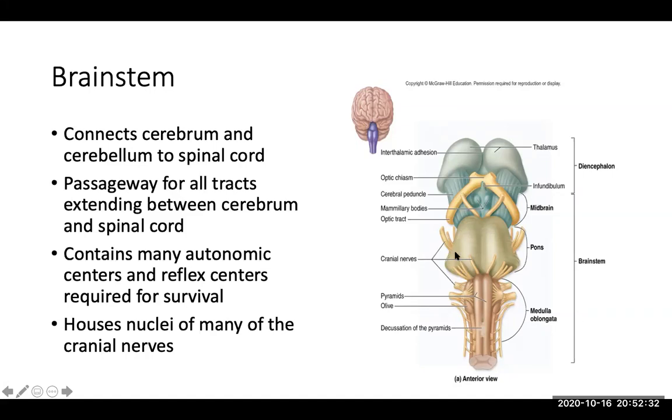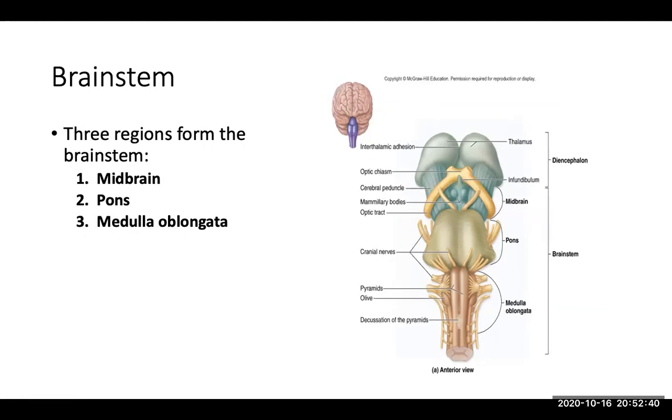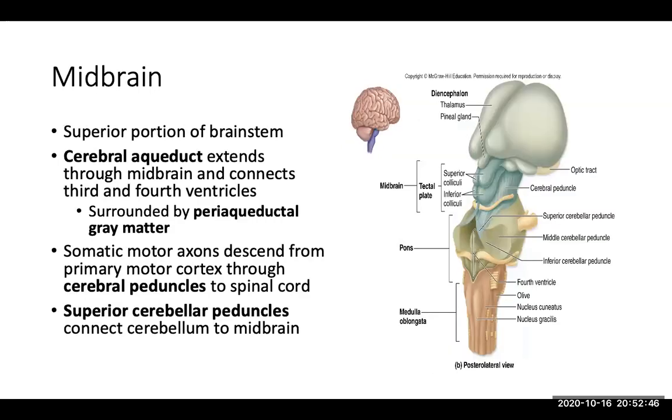You can see these cranial nerves, they look like little yellow spaghetti pieces coming off of parts of that brainstem. So the midbrain, the pons, and the medulla oblongata are the three main regions that form the brainstem. Here's the midbrain. It's the superior portion. The cerebral aqueduct extends through the midbrain and connects the third and fourth ventricles.